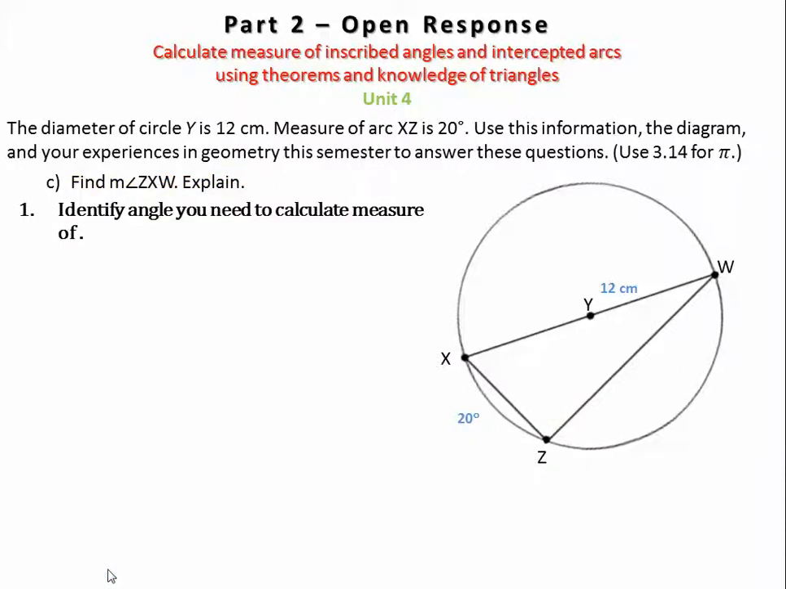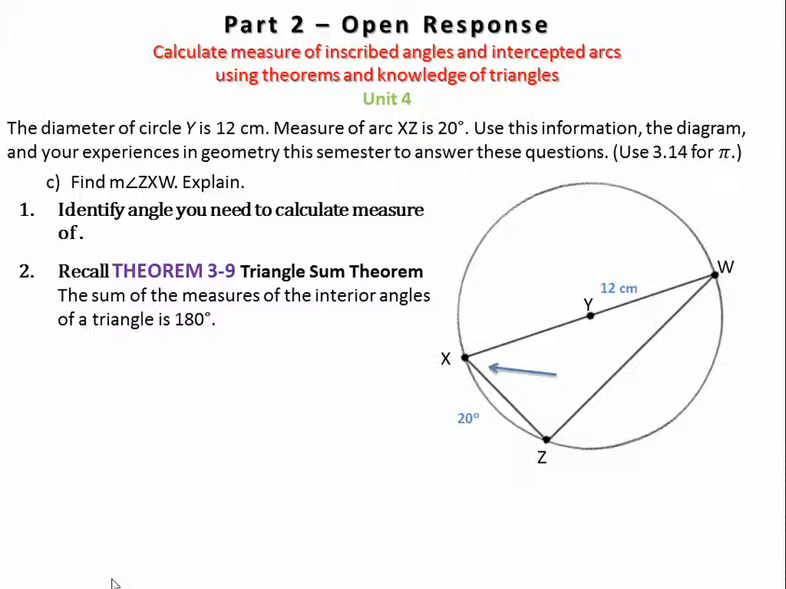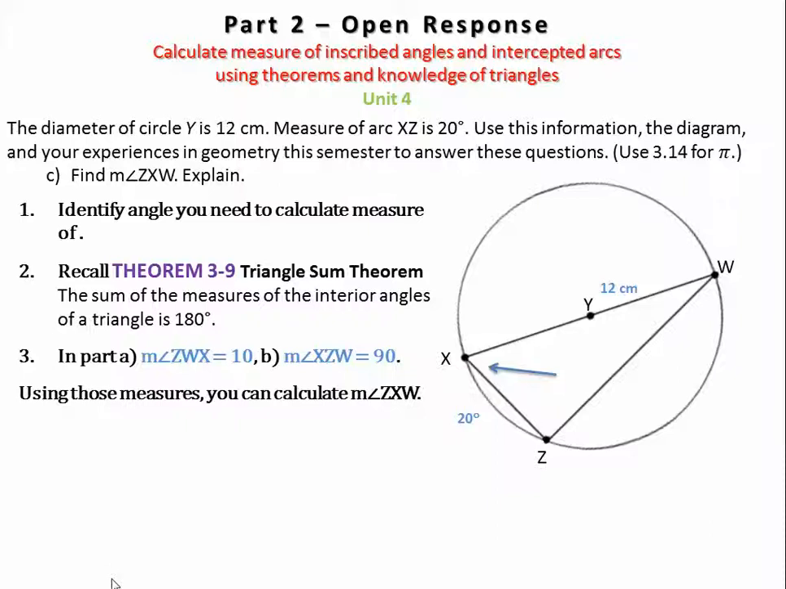Okay, part C said find angle ZXW and explain. So identify the angle. I got my arrow pointing there. It says recall theorem 3.9. It's the triangle sum theorem. It says the sum of the measures of the interior angles of a triangle is 180 degrees. So in part A, we found out that the measure of angle ZWX is 10. Part B, we found out the measure of angle XZW was 90. So we use those measures to calculate the measure of ZXW.